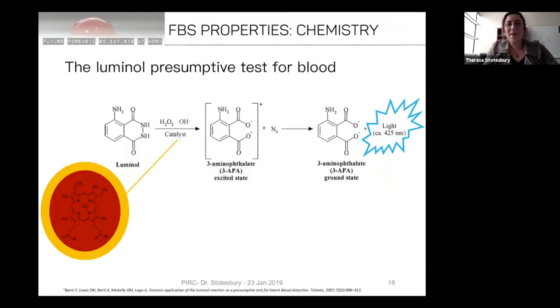Other things, I have about a minute, other things that we do, and this is really fun. This is a paper that just came out a few weeks ago in the literature. We have created blood substitutes that react with luminol. So if you've ever seen any crime shows and they spray the chemical and then it chemiluminesces blue, we've created a blood-free substitute that does the same thing.